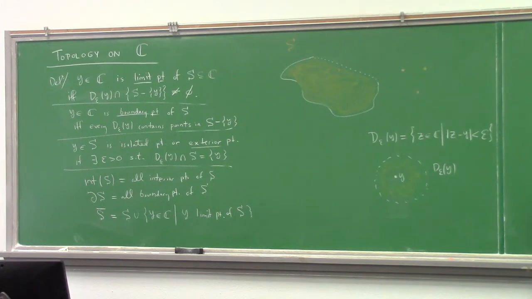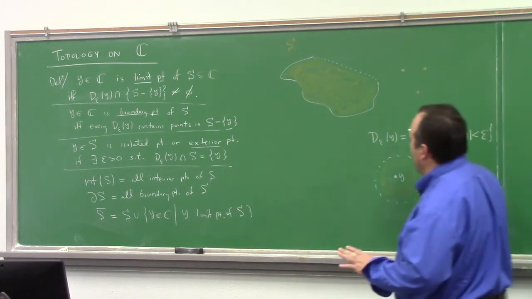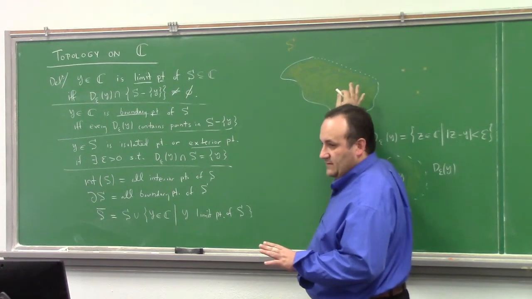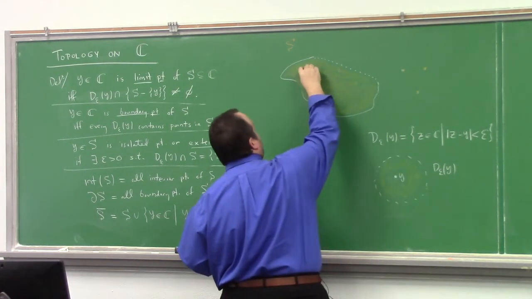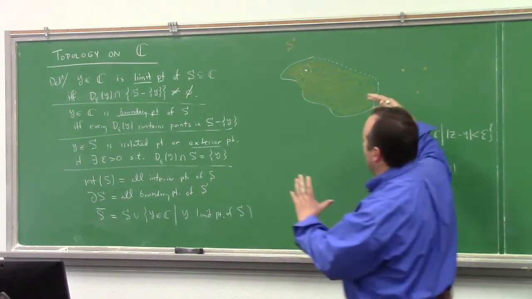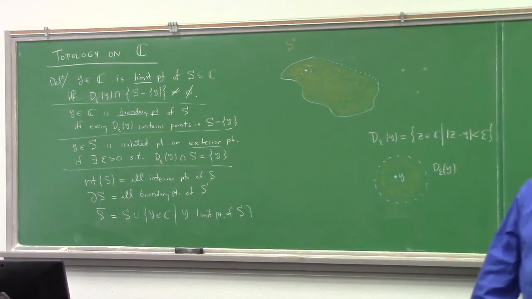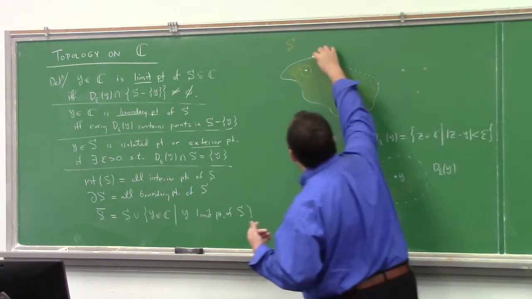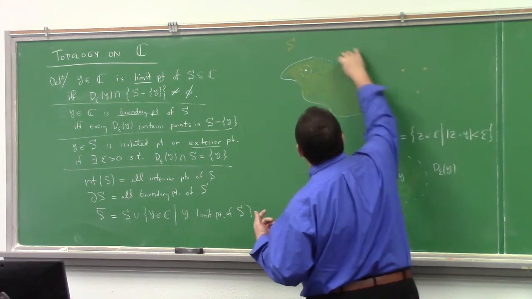So what are the limit points of S? Limit points of S include all the points in the interior of S. Like this point right here is a limit point, because it doesn't matter how big a ball of radius epsilon you build around it, the intersection of that with the set excluding y is always non-empty. So that's a limit point. What else is a limit point? Any of these points on the edge are limit points.